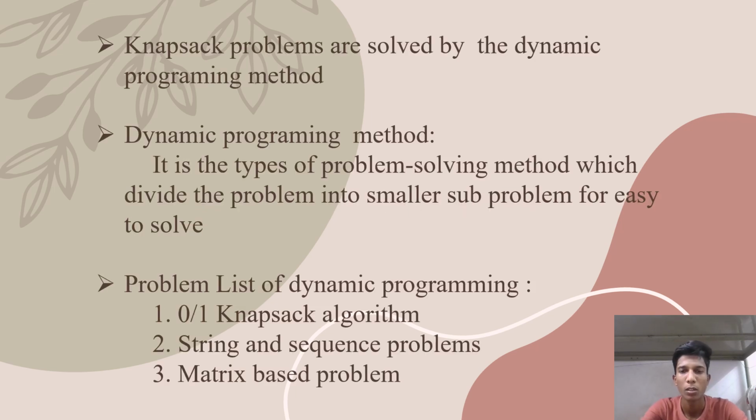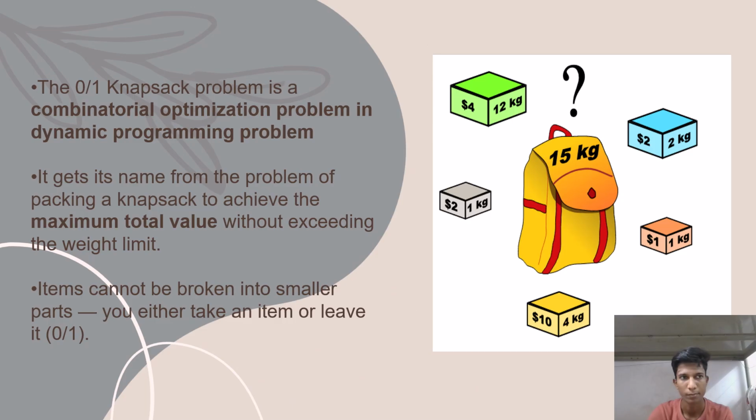Dynamic programming is a type of problem-solving method which divides the problem into smaller subproblems that are easier to solve. Dynamic programming solves different types of problems, such as the 01 knapsack algorithm, string and sequence problems, and matrix-based problems. As I said before, the knapsack 01 problem is also solved by the dynamic programming approach.